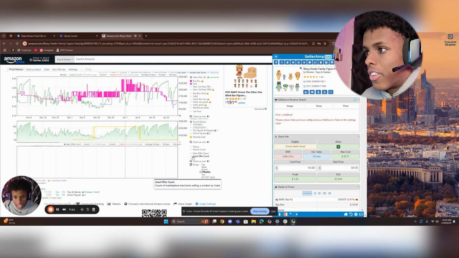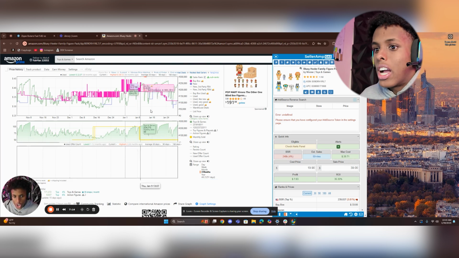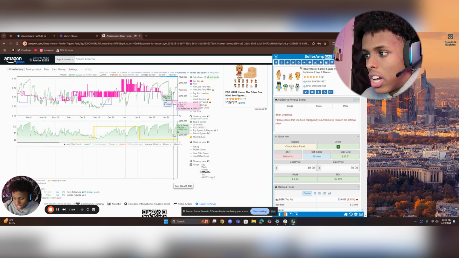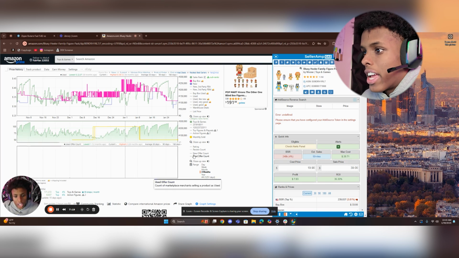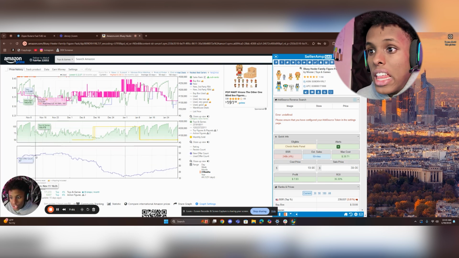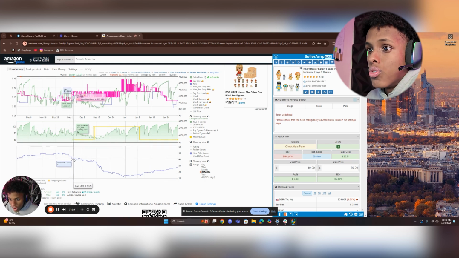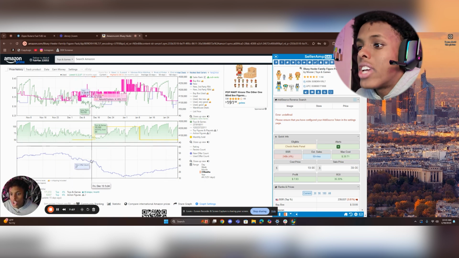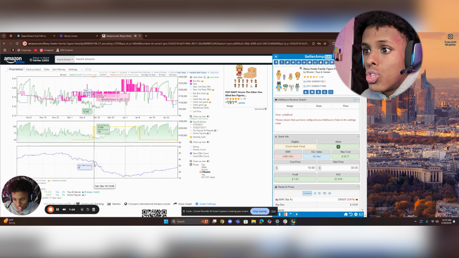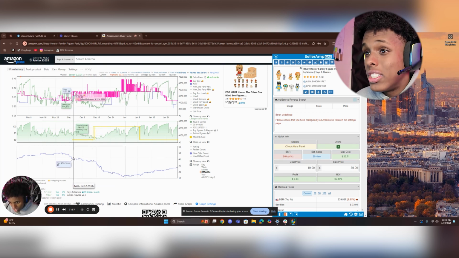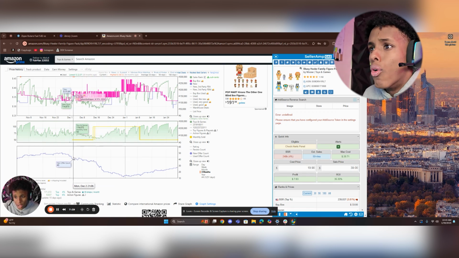We don't care about the used offer count because there's no used things, right? We're not competing with the used sellers. We're selling new stuff, right? So we're going to click new offer count. And as you can see over here, this is how many sellers are on the listing, right? 45, 41, 42, 40. So we can make educated decisions on this. As you can see over here, 40 sellers on this listing and it only sells 50 plus times a month. I would avoid this item.